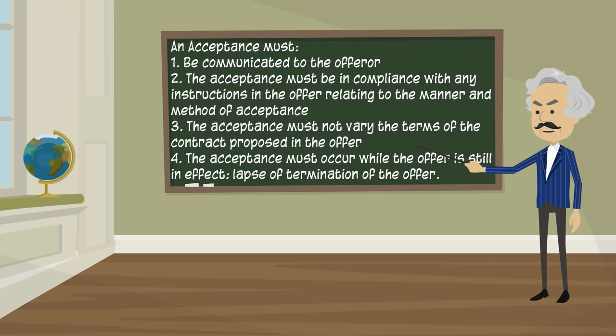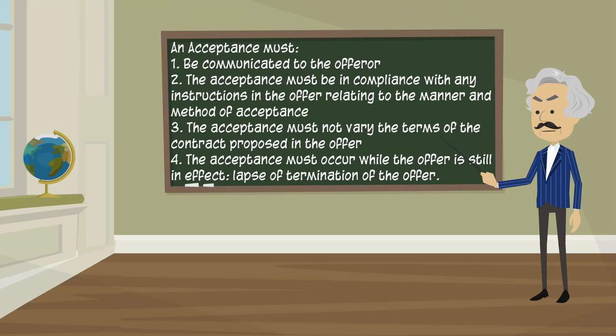Sorry. Now to review. An acceptance must 1. Be communicated to the offeror. 2. The acceptance must be in compliance with any instructions in the offer relating to the manner and method of acceptance. 3. The acceptance must not vary the terms of the contract proposed in the offer. And 4. The acceptance must occur while the offer is still in effect.